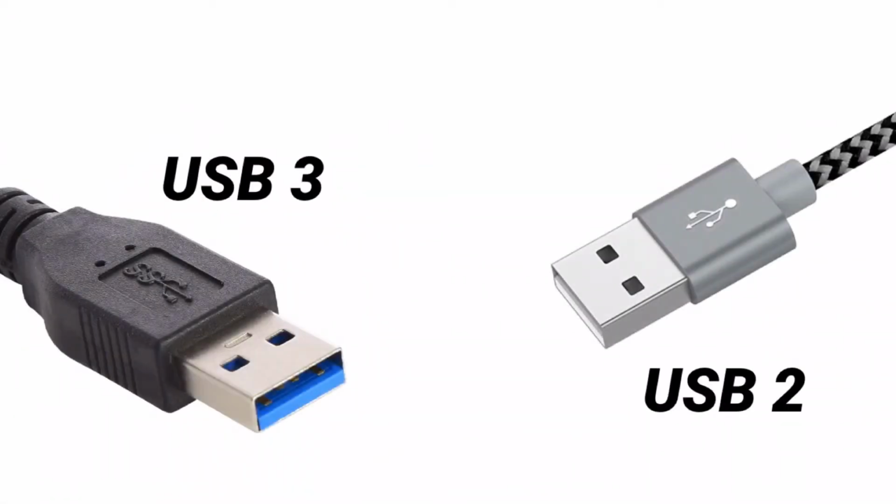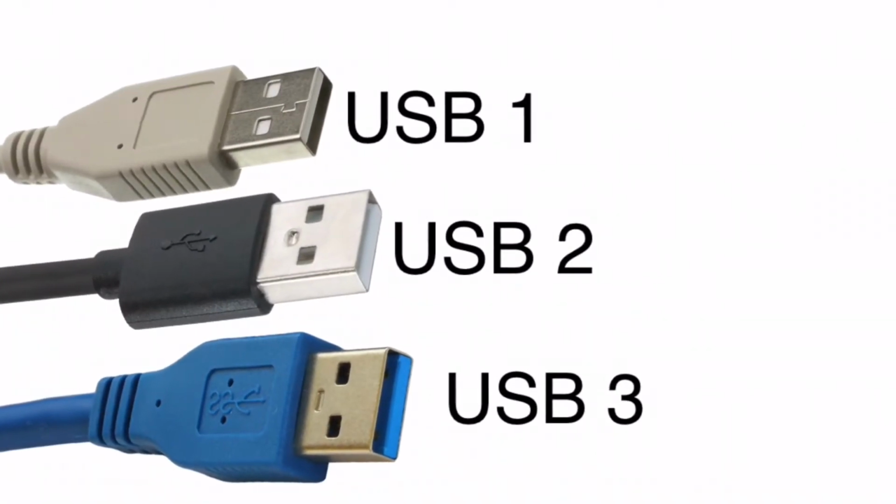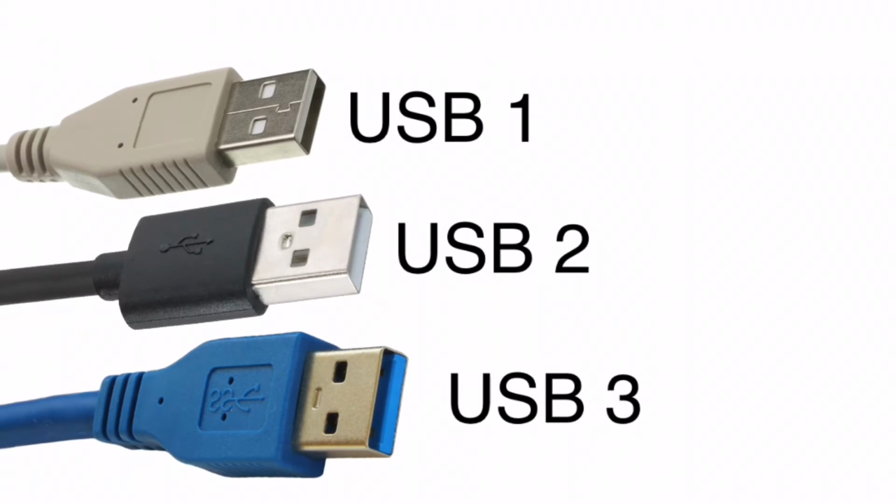Fun fact, the inside plastic of a USB 3 drive is most of the time blue, but on older USB 1 and USB 2 models, the internal plastic is usually black or gray. So USB 1, 2, and 3 are all called USB-A, or just USB.